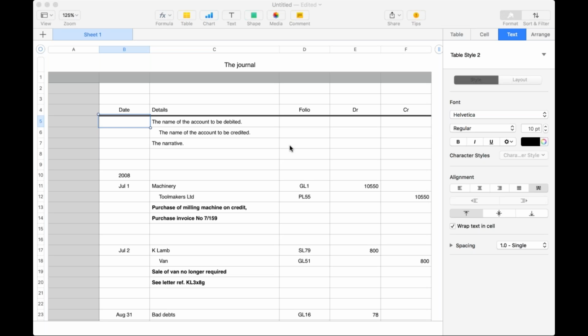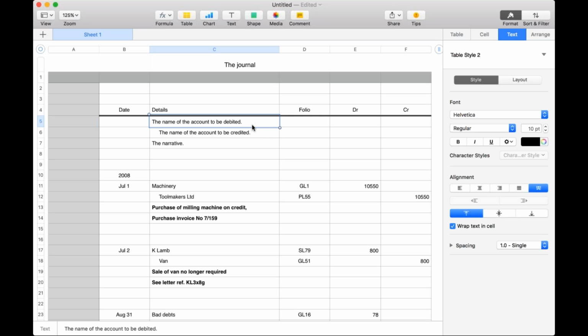So what we'll do first of all is just explain briefly how the journal is written up. If you look at this top part of the screen here, we've got the first column as the date, the second column as the details, and the third column as the folio. So this is where, for example, a reference can go. And then we've got our usual debit and credit columns.